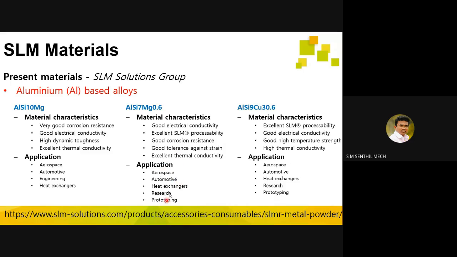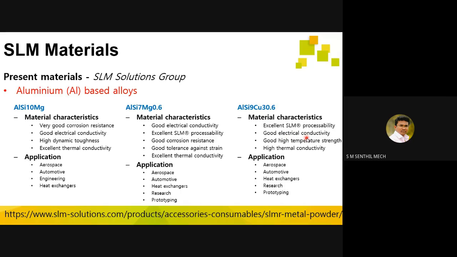And these are the most common applications which you can find. Then another material is AlSi9Cu3. This is Cu3, not 0.6. This metal has excellent processability. Both will have a similar kind of metal property, but in order to increase the processability, you are adding copper into it. So look at the differences here. You are adding copper into it, and since you are adding copper, this copper has a good electrical conductivity.